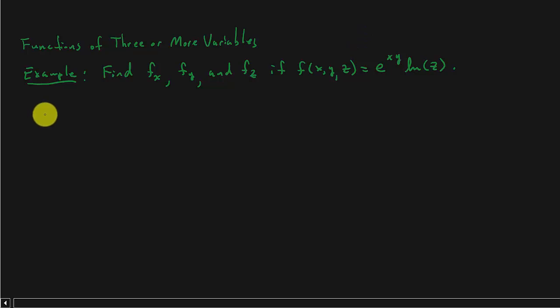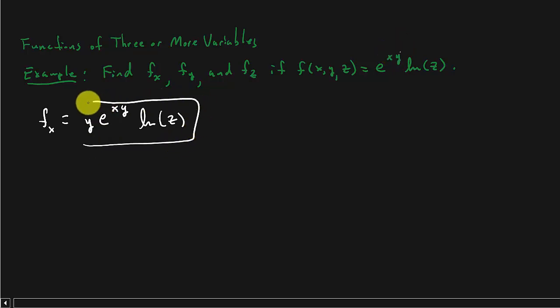This looks pretty easy. So we've got fx. We're taking the partial of f with respect to x. So x is our variable. Everything else is constant. And so we've got e to the xy natural log z. So natural log z, that's a number. And the derivative of e to the xy is e to the xy times the derivative of the exponent. So what's the derivative of xy? Well, that's just y. Remember, y is our constant, x is our variable. And so this is your answer right here. That was easy.